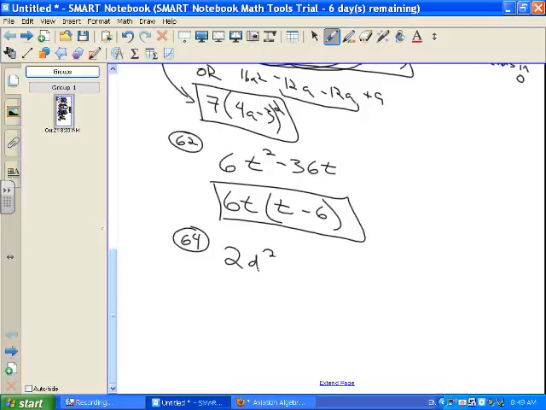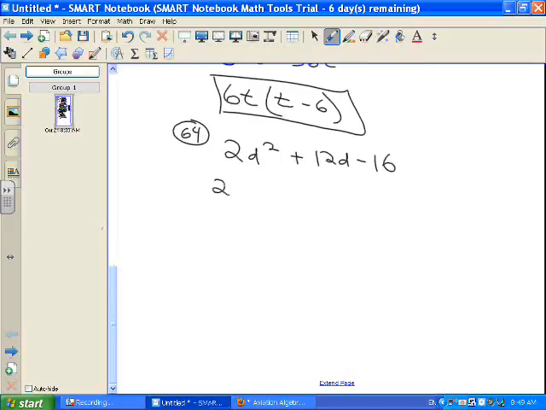2d squared plus 12d minus 16. Do these three terms have anything in common? Yes, they go into 2. Okay, so I can undistribute that out, leaving me with 2 times (d squared plus 6d minus 8). All right, now I want to try to factor that. Wait, that was the answer. It could be, but I still want to try to factor it.